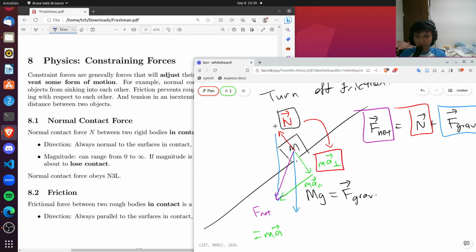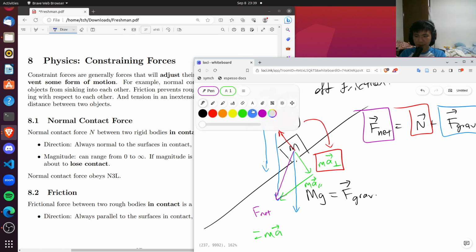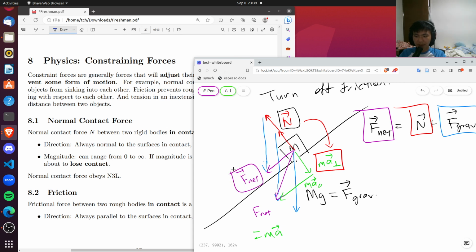What the normal contact force will do is it'll panic a little and adjust itself. Nature will adjust the normal contact force such that it now has a larger magnitude. And now if we see the sum of the two vectors with the larger magnitude, we see that the sum of the two vectors, this new F net, is now parallel to the surface.